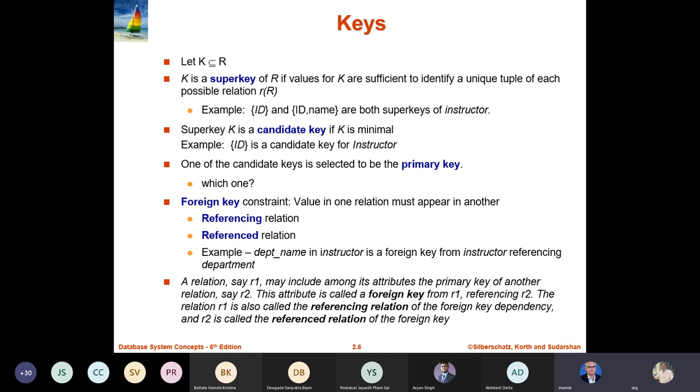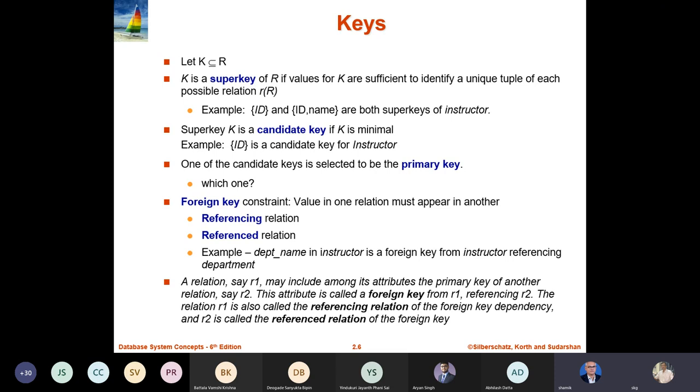So out of these candidate keys, one key is selected as the primary key, right? All these candidate keys are candidates to become a primary key, whereas the primary key is the one key selected. Which one you select depends primarily on the decision of the database designer, right? And based on the type of application he or she is looking at.